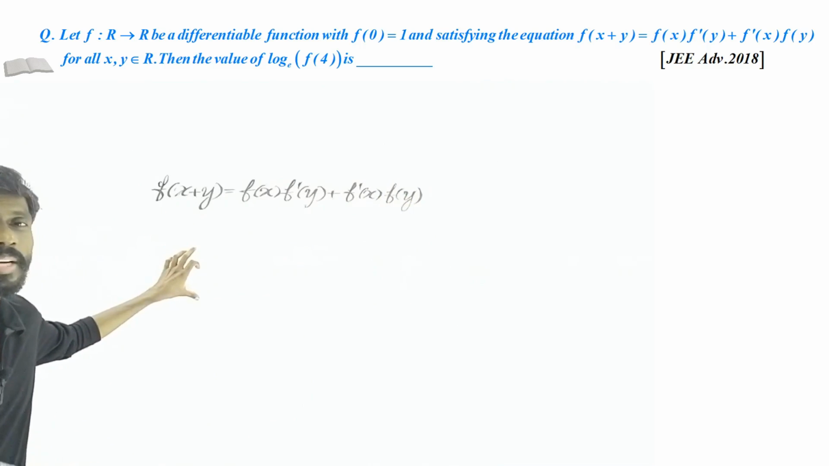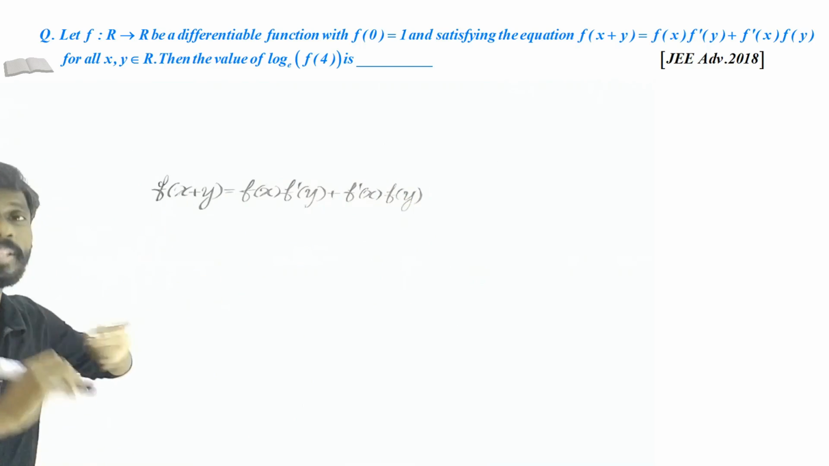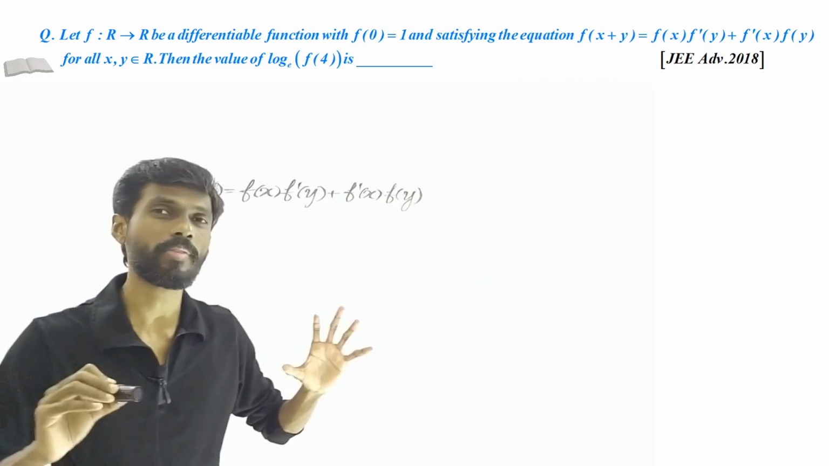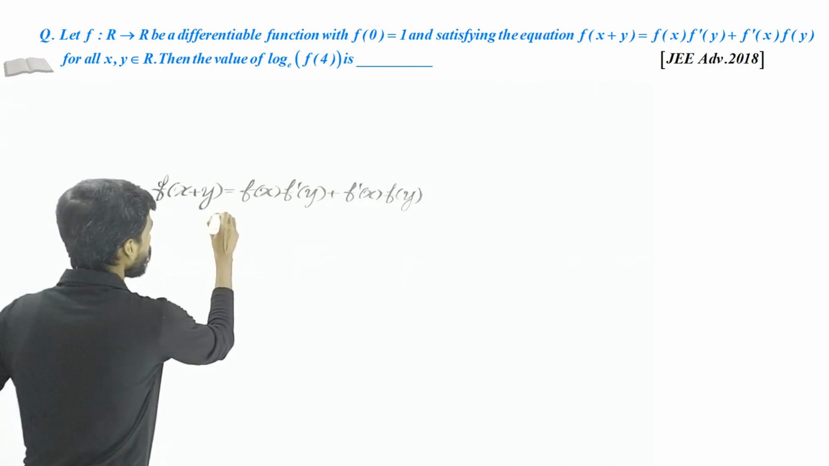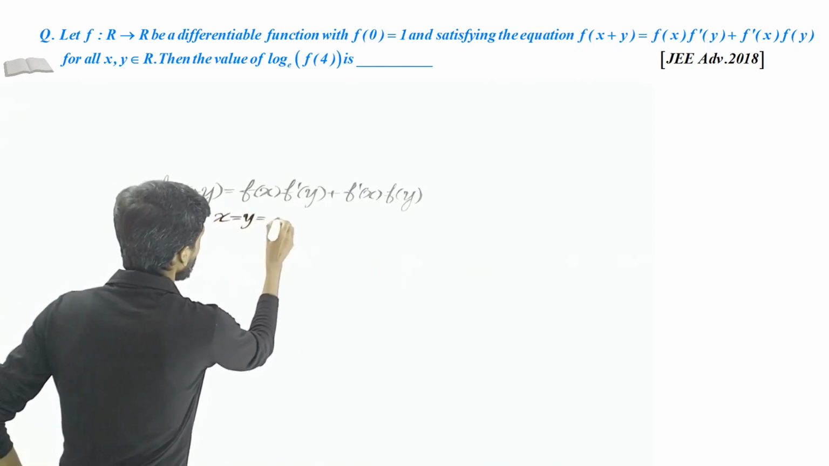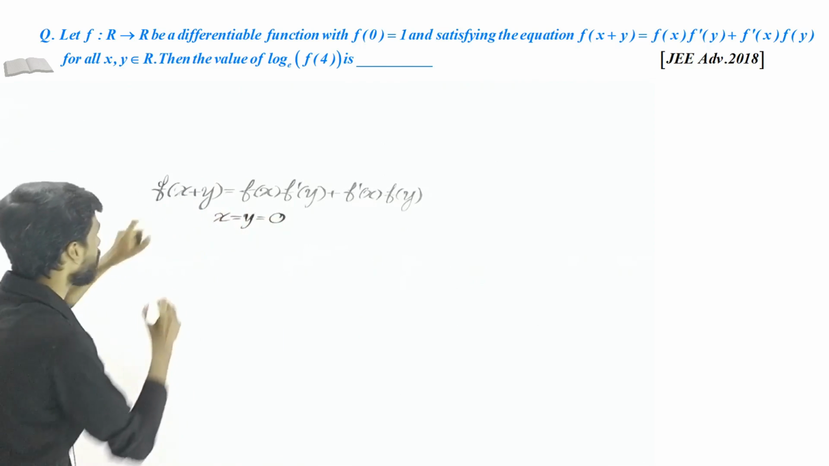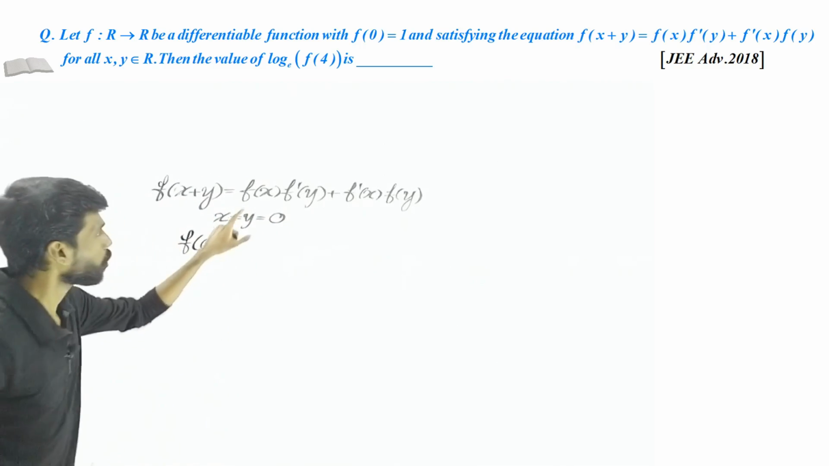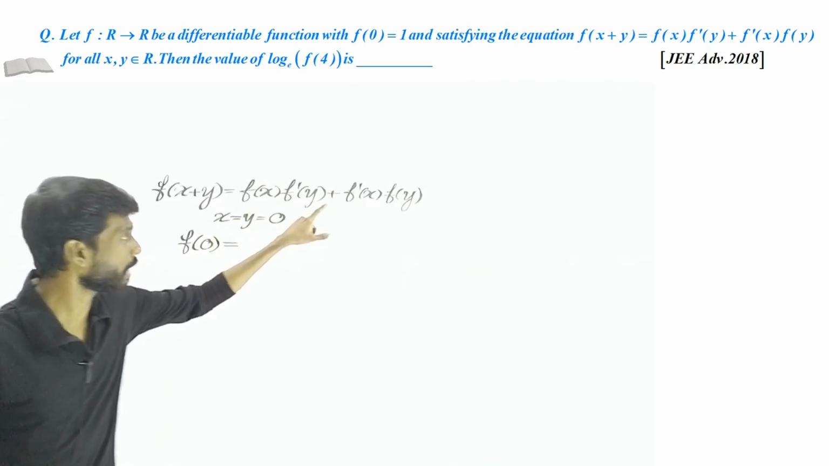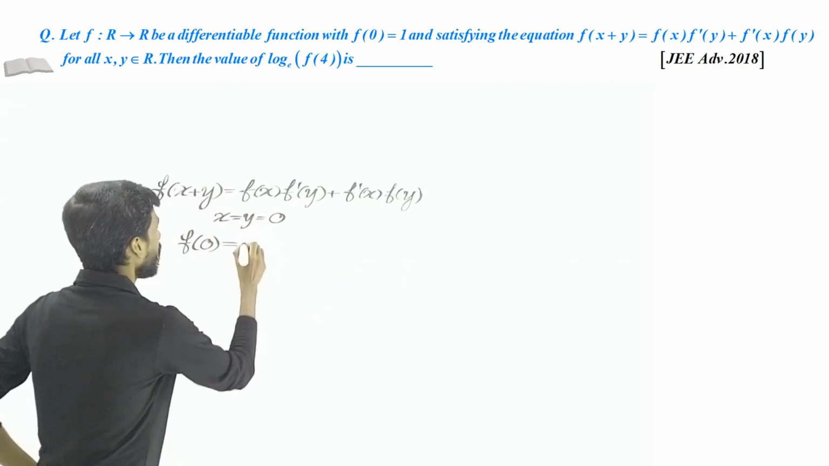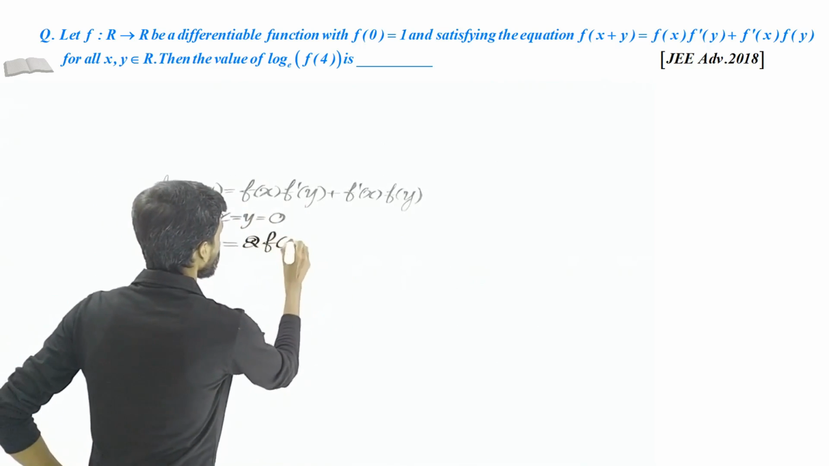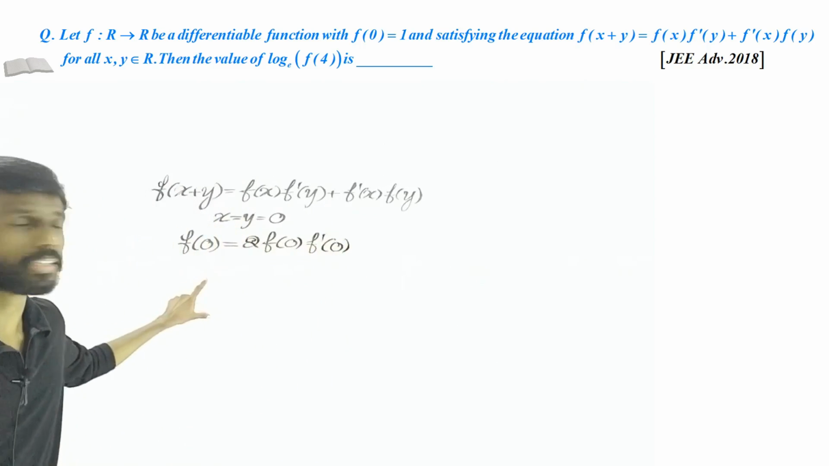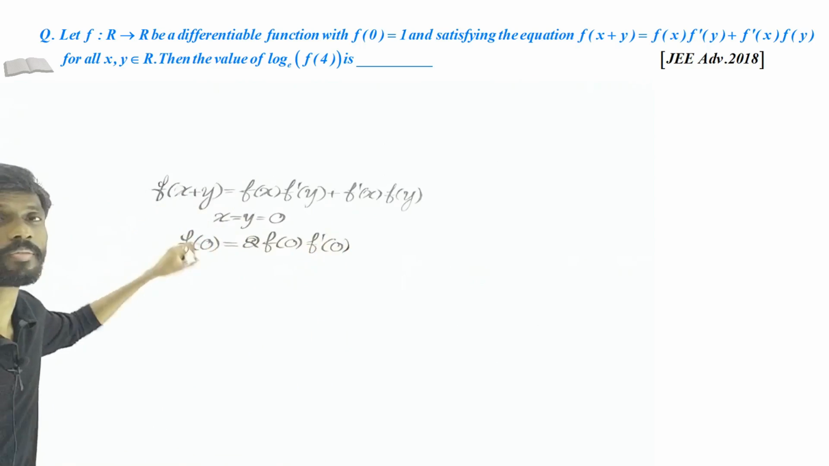First of all, what do you do? Let us substitute the value of x and y to be 0. You can substitute any value for x and y, so this relation is true for all the values of x and y. So let us substitute both x and y as 0. Okay, so that will give you f of 0 equal to f of 0 f dash of 0, again f dash of 0 f of 0, so that is 2 times f of 0 f dash of 0. Okay, so this is after substituting 0 for x and y.